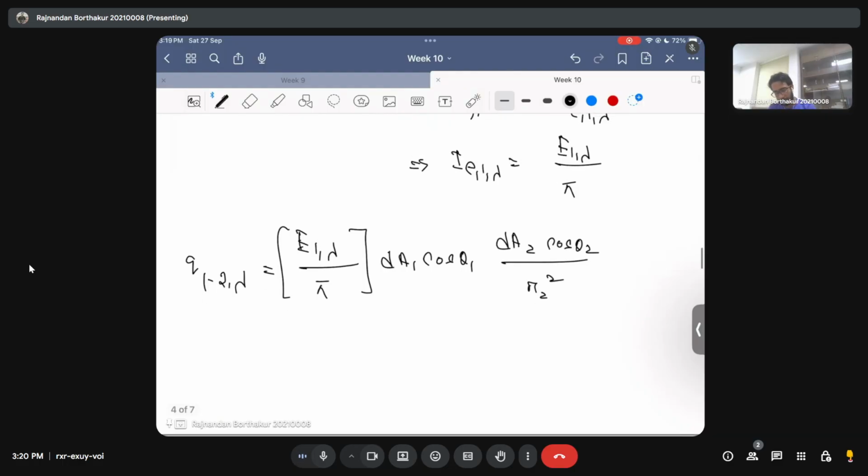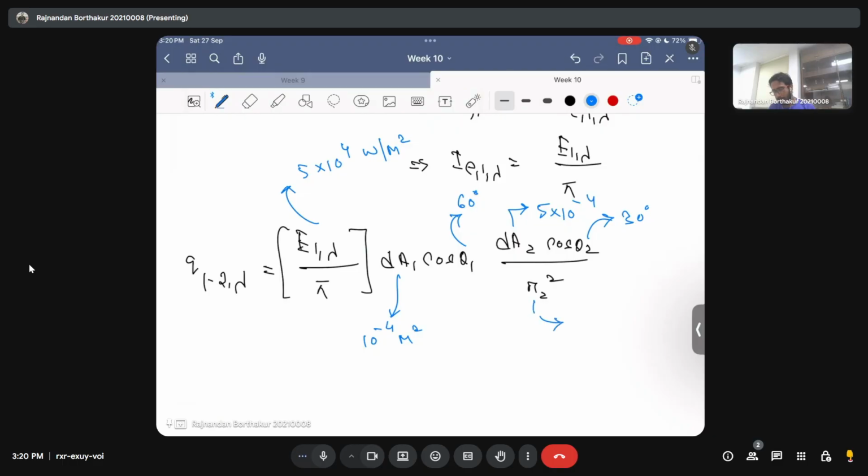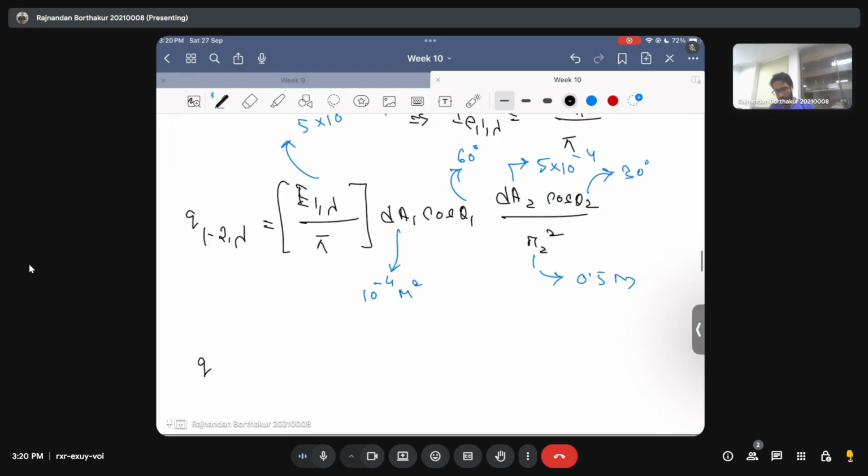So for instance, my E1 lambda, the hemispherical emissive power, is given as 5 into 10 to the power 4 watt per meter squared. dA1, the elemental area A1, is given as 10 to the power minus 4 meter squared. Theta 1 is given as 60 degrees, theta 2 is given as 30 degrees, dA2 is given as 5 into 10 to the power minus 4, and R2 is given as 0.5 meters. So everything is given. You just need to substitute the values to calculate this emission rate.